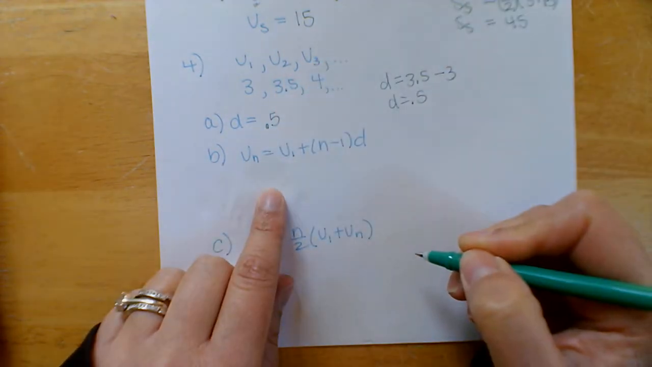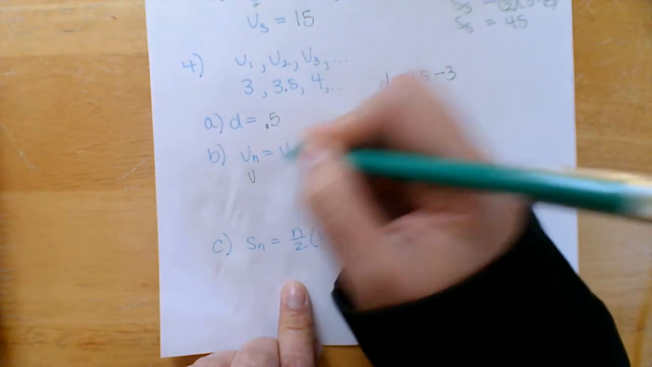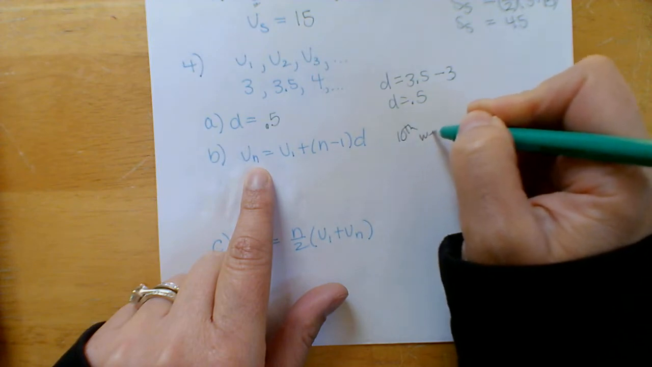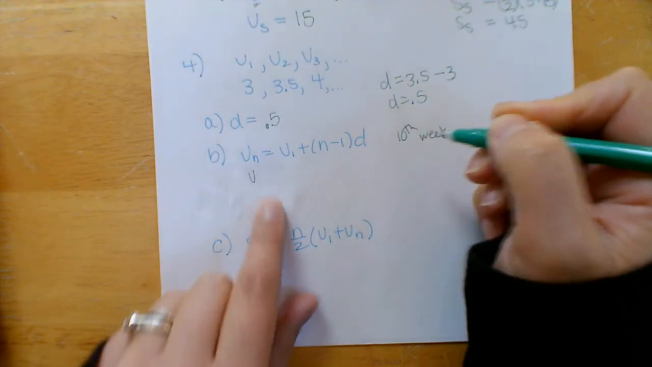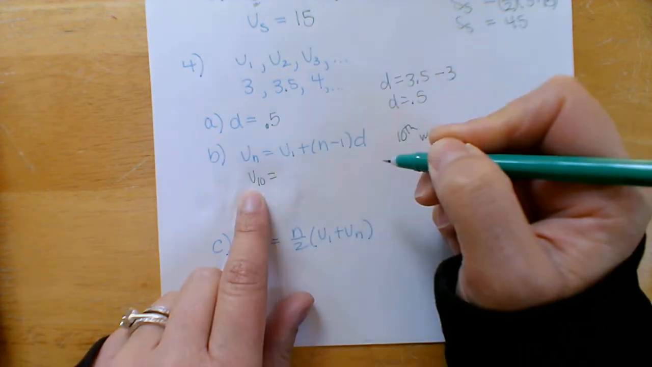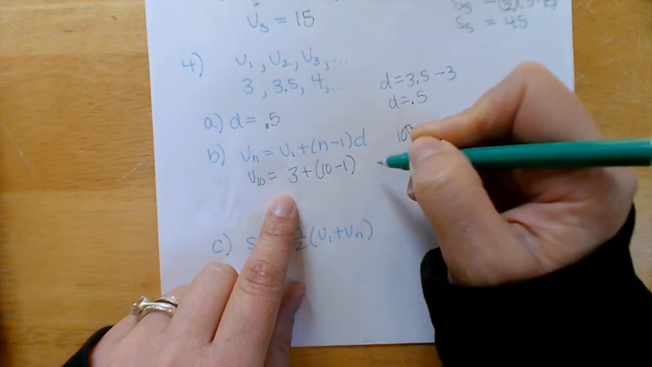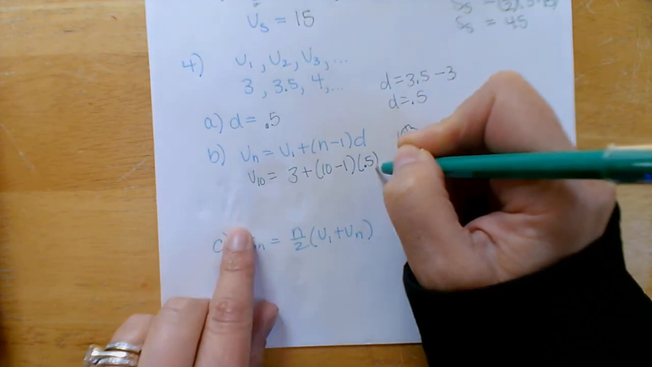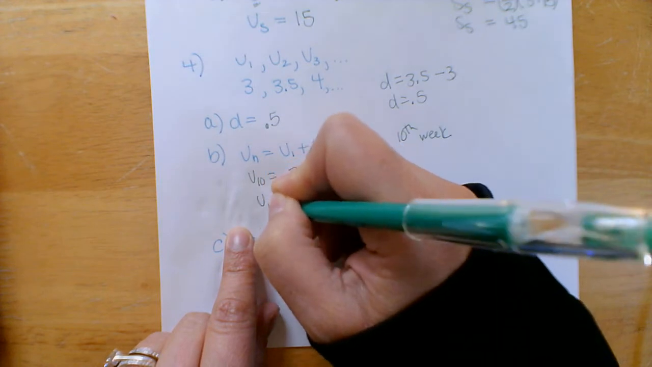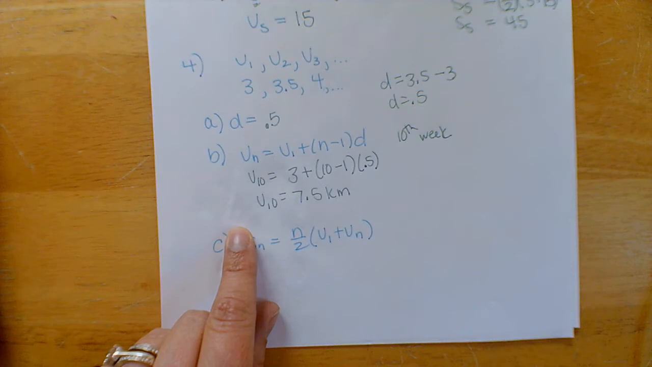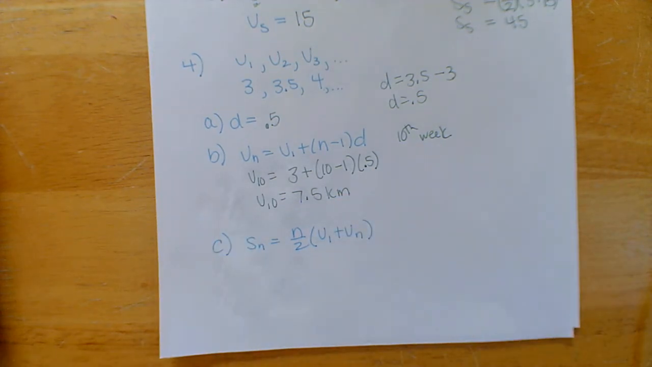The general rule here, we're going to substitute in our U sub n. We need to find what her total was in the 10th week. So we're going to be substituting 10 into U sub n. U sub 1 was 3 plus 10th week times a common difference of 0.5. Putting that into our calculator, we are going to get 7.5, and don't forget to put kilometers. So in her 10th week, she ran 7.5 kilometers.